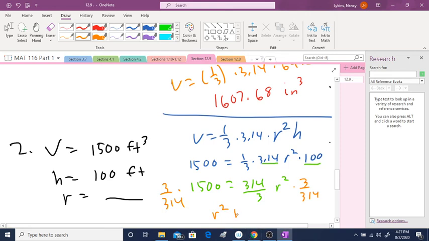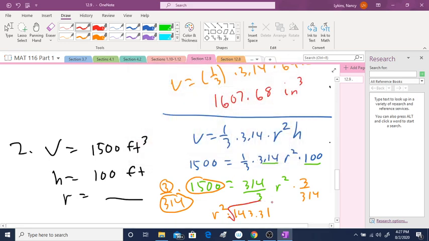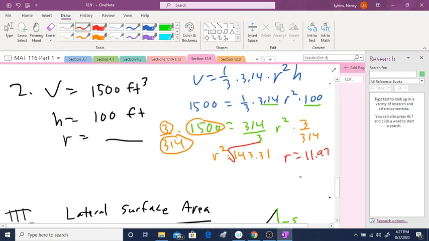And you should get something like 143.31. This is taking 3 times 1500, hit enter, and then divide it by 314. So you get r squared equals 143.31. So then take the square root, and r equals roughly 11.97. So if they ask you to maybe round it to a whole number or something, it'd be 12, and the radius would be feet.